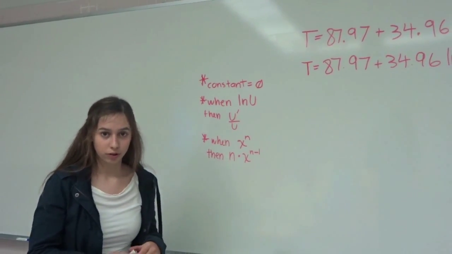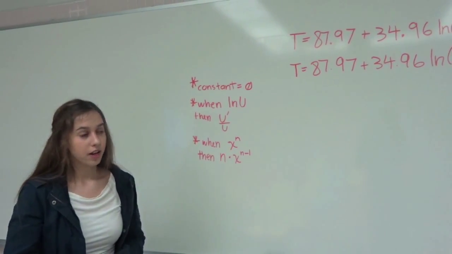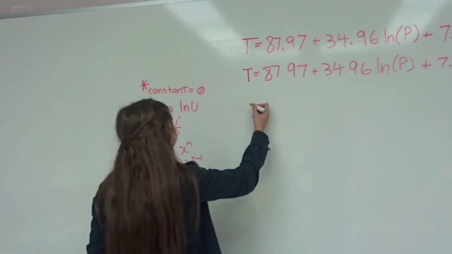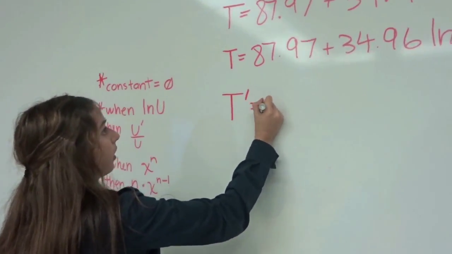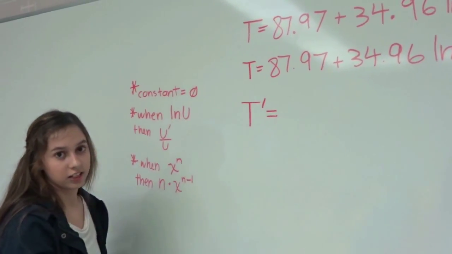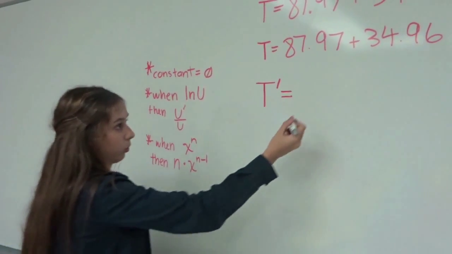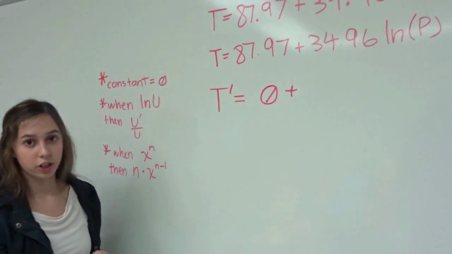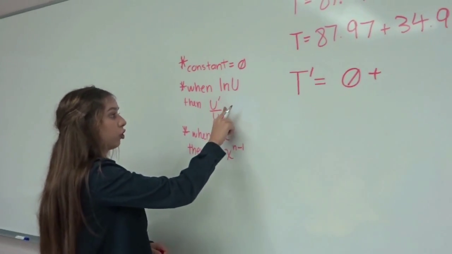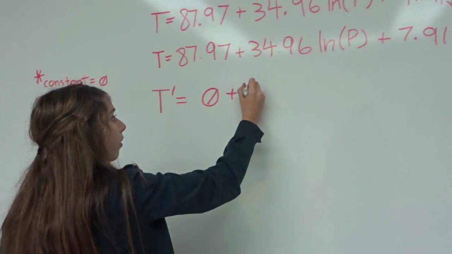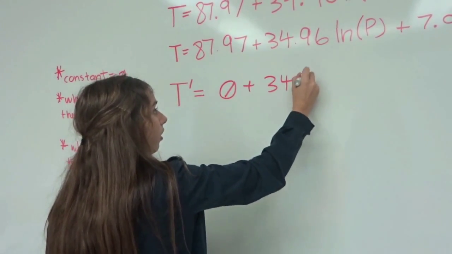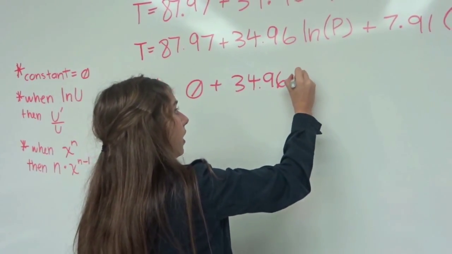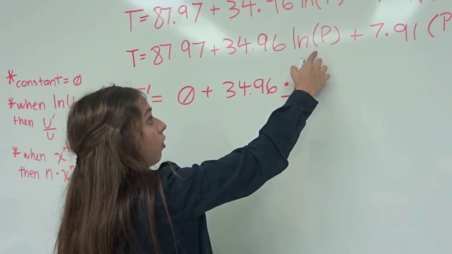Now that we rewrote the equation, we can find its derivative, and in order to do so, we need to use these rules. In here, we can see that it is a constant, and when you have a constant, the derivative will be equal to 0. So we only write 0. In this term, which is a natural logarithmic function, the rule is u prime over u. So we're going to rewrite this number, and then the u, we find its prime, so it's times 1 over u, which is p.